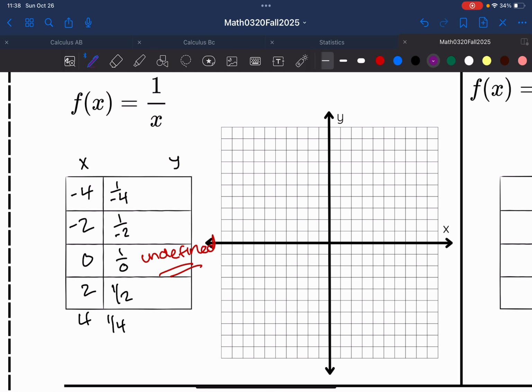So negative 4, 1, 2, 3, 4. And then notice this time I'm not going by 2s anymore because I don't have to. So I'm just going to go by 1s. And then 2, 1/2. And then 4, 1/4. And look at this. I only have those 2 points plotted. If I did not know this was the reciprocal function, this would be almost impossible to draw. But since I know that it's the reciprocal function, I know it's going to look something like this.